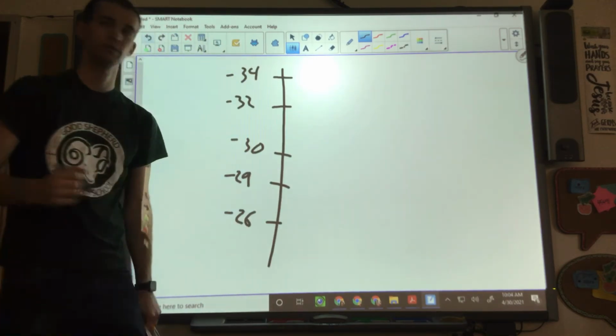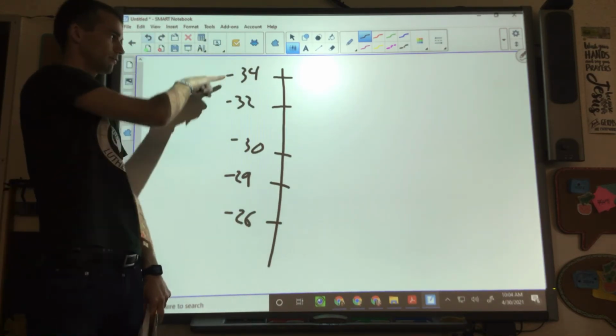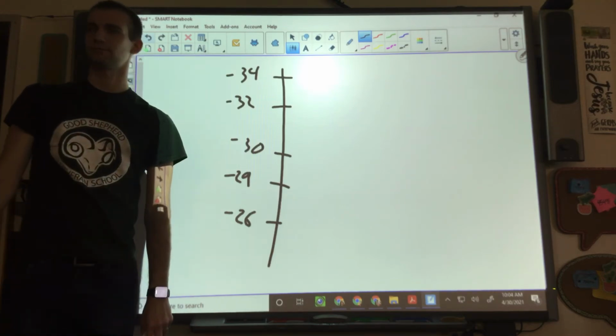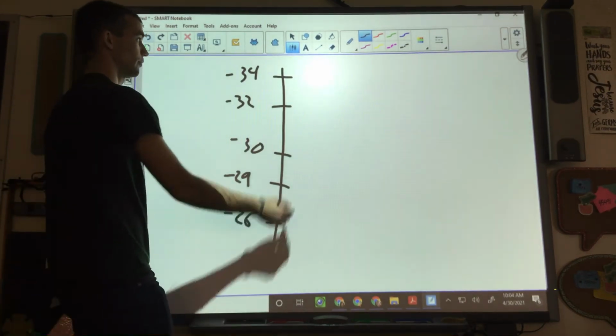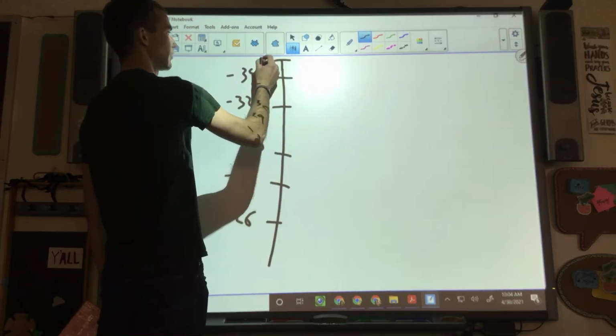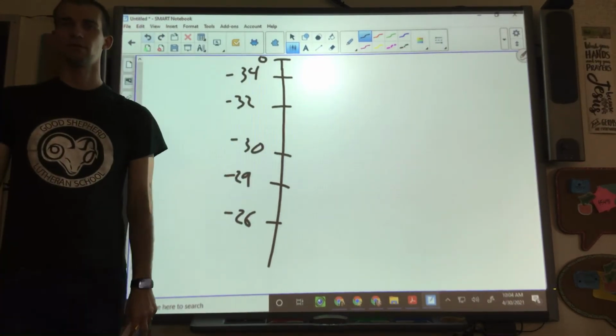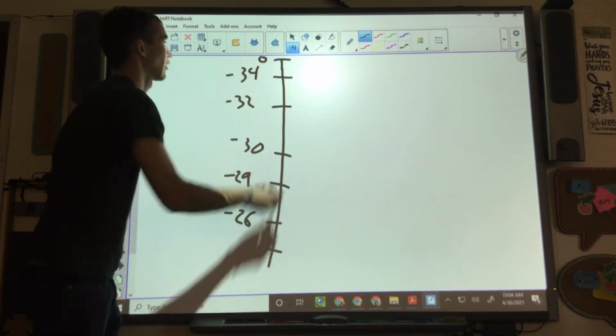Negative 26. You're doing it wrong. No, I'm not. That's the biggest number. That's the smallest number. You forgot to add the 0. Oh, okay. I'll put my 0, dot, dot, dot, and my zeros up here. No. Oh, the zero goes down here? Yes. Okay. Erase that one.